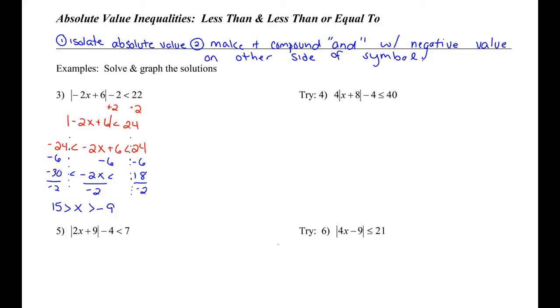Next, we're going to draw in our number line and label some points, so we need to know where negative 9 and 15 would be. Because these are greater than symbols, we're going to use an open circle. And because it's a less than inequality, we should know that we're shading in between the two numbers. Please try example number 4 on your own.